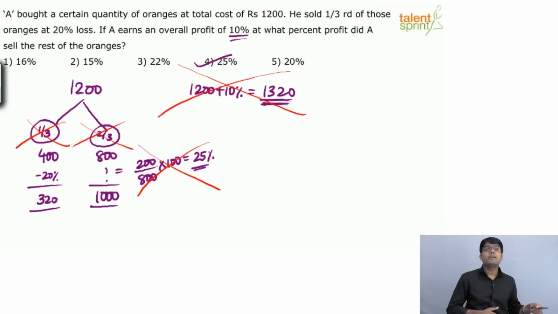So these are smart ways of solving the questions, right? Can we solve it through options? You can also solve it through options. Why not? So you have to take 25% of 800. I mean 16% of 800. Check if it is giving you 1000 or not. 15% of 800 if it is giving you 1000 or not, and so on.